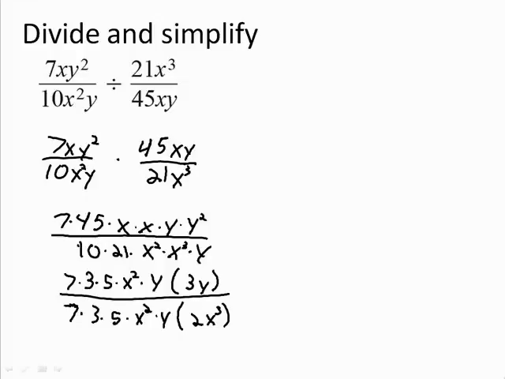The 7, 3, 5, x squared, and y from both the numerator and denominator cancel out. 3y divided by 2x cubed. This expression has to have the same domain as the original expression. In the original expression, there is both an x and a y in the denominator, so neither x nor y can be equal to 0. The simplified expression is 3y divided by 2x cubed, where x is not equal to 0 and y is not equal to 0.